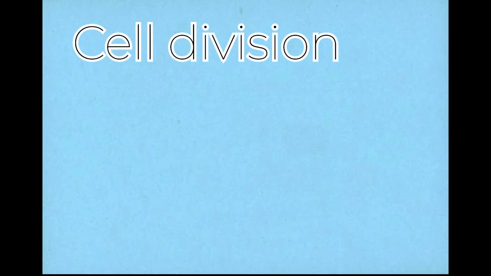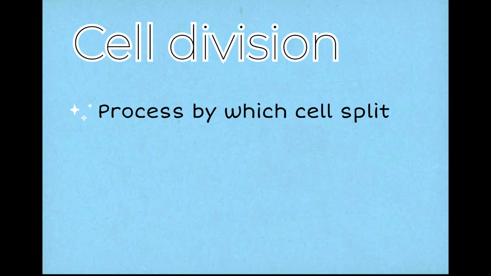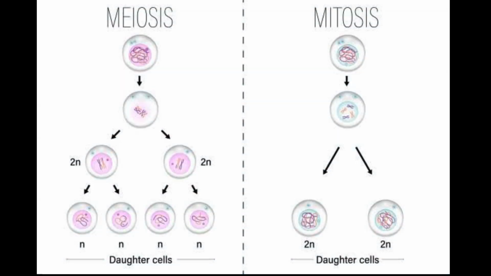So let's talk about cell division first. Cell division is a process by which a cell splits into two new cells, and it is of two types, that is meiosis and mitosis. In meiosis, a diploid cell is converted into four haploid cells, and in mitosis it is converted into two diploid cells. So let's talk about mitosis in detail.